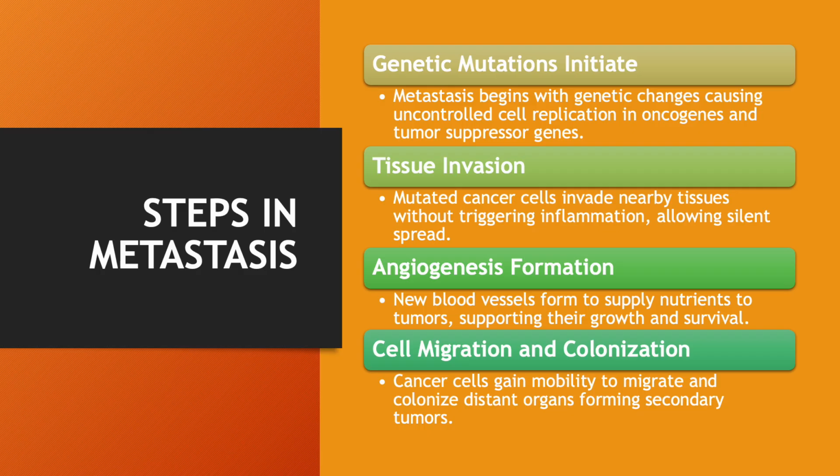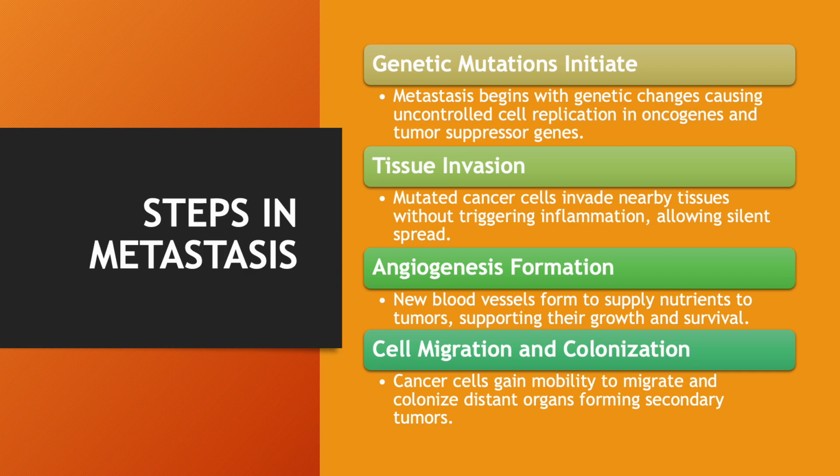Cancer starts at the genetic level. Mutations in key genes disrupt normal cell regulation. Oncogenes, which normally promote cell growth, become overactive. Tumor suppressor genes, which act as brakes, lose their function. This imbalance leads to uncontrolled cell replication, the first step toward cancer.